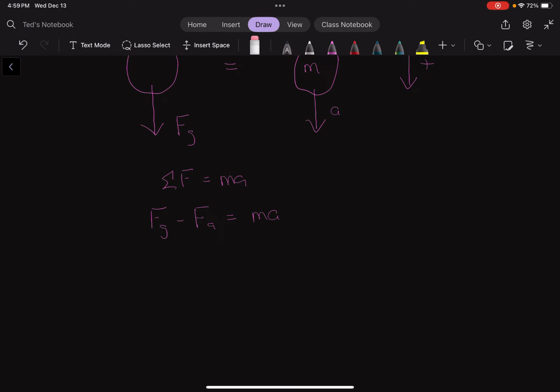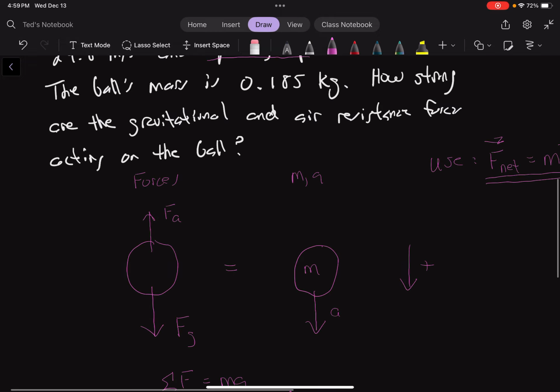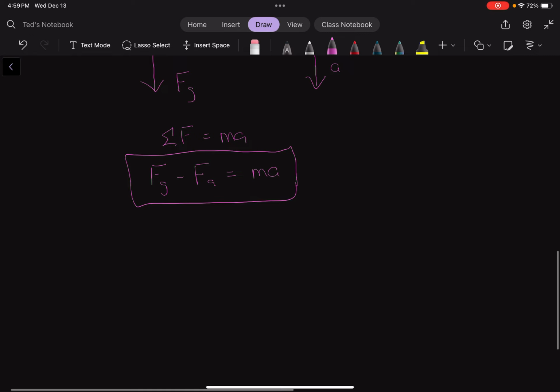All right, so this is my Newton's law equation. This is my F equals ma. And from that, we could try to find the air resistance force. The problem asks me to find both the air resistance force and the gravitational force. The gravitational force, we need to remember from Physics 1, is equal to mg.